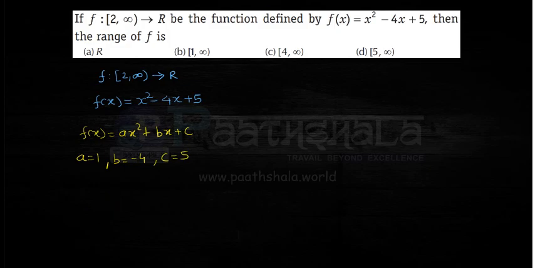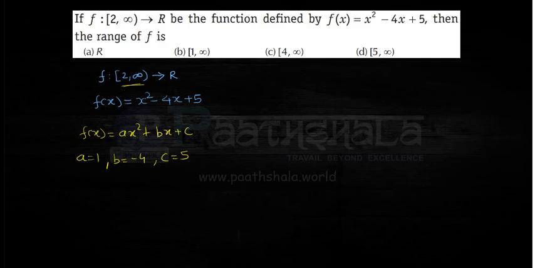So the domain of the function is given as 2 to infinity, which means we are interested in the behavior of the function for values of x starting from 2 towards positive infinity. To better understand the behavior of this function, let's first rewrite it in a more convenient form by completing the square.